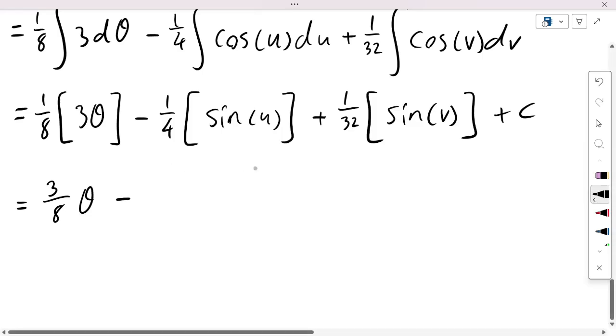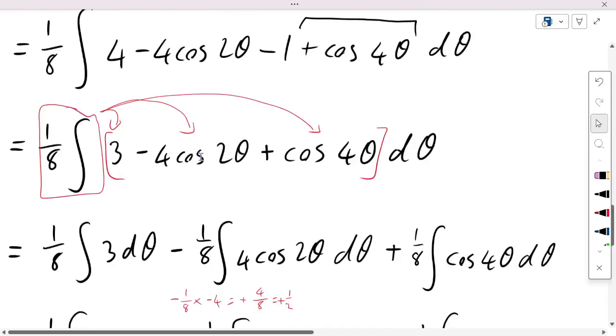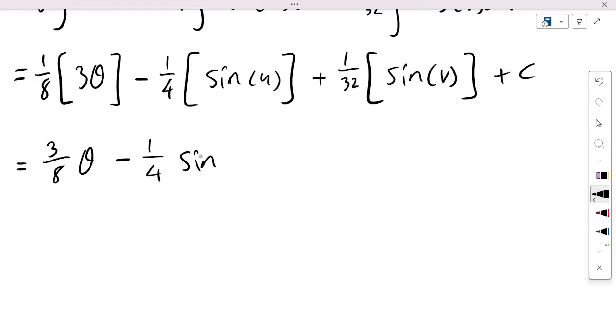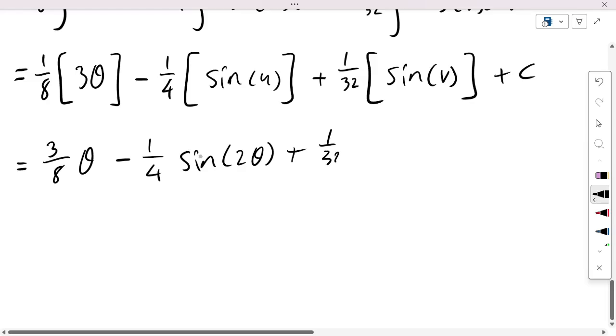So we're going to have minus 1 over 4 sine of, what is u equal to? Well, u is equal to 2 theta. So that's what we're going to substitute for. So it'll be sine of 2 theta plus, this will be 1 over 32 multiplied by sine of v, which was equal to 4 theta, plus c. And there's our final answer.